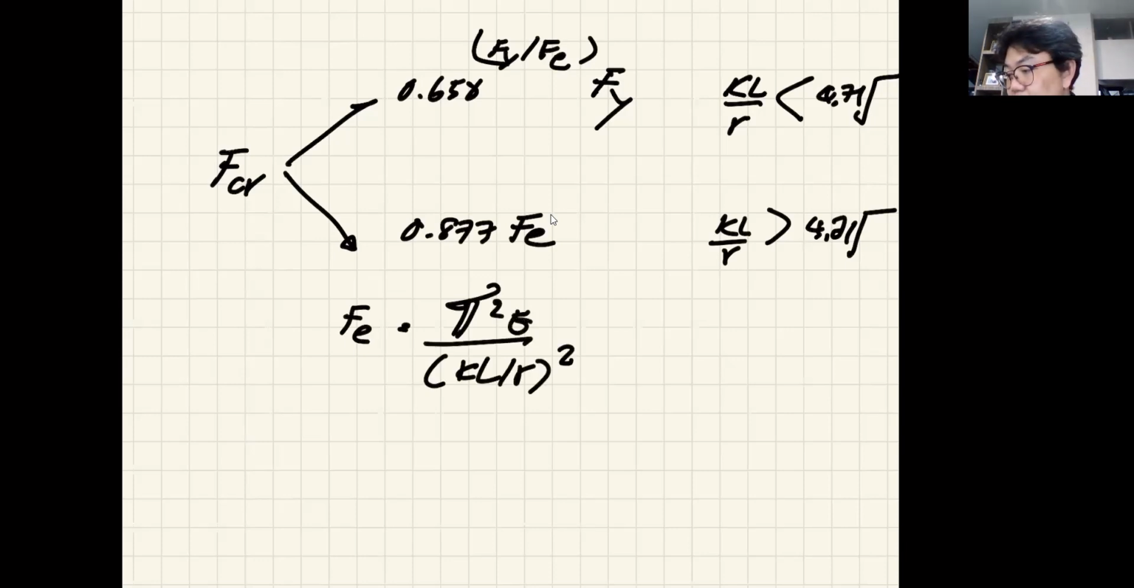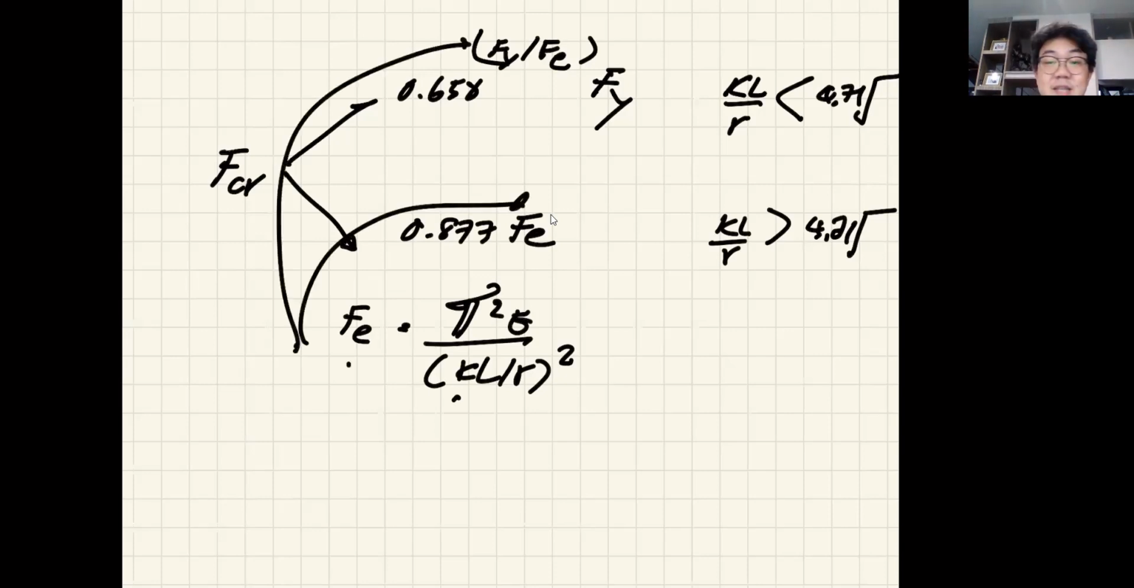So once you have the KL over R, you calculate Fe and you just plug Fe into one of these formulas. That's how we do it with the compression member, right? But it's pretty much the same with the angle. The procedure for the new one is the same, except that before you do this, this KL over R must be modified. And once you modify it, you calculate Fe, you check the new KL over R and pick the right formula. And the rest is the same.